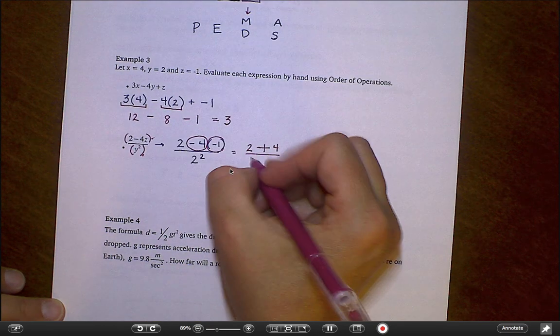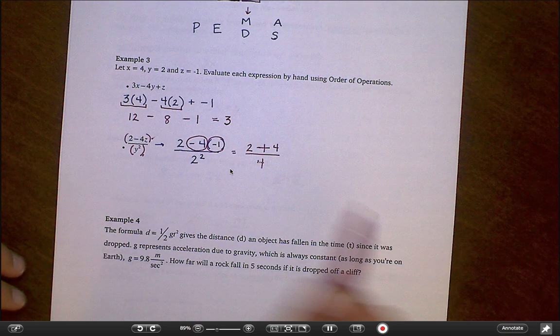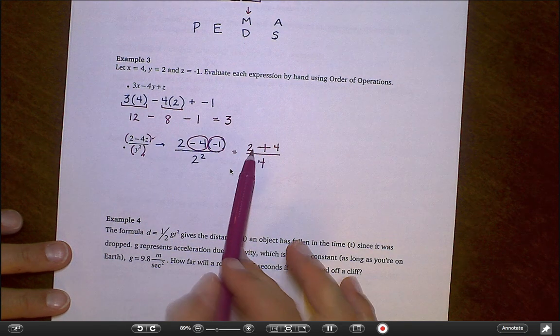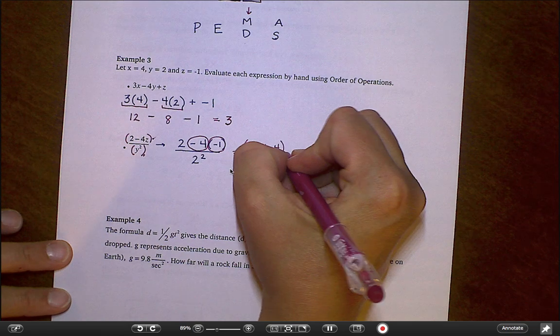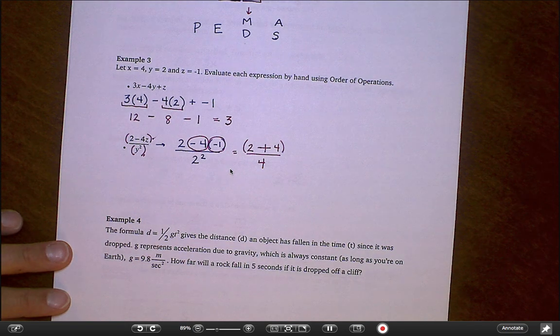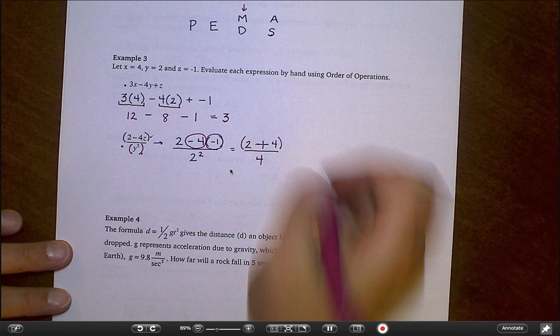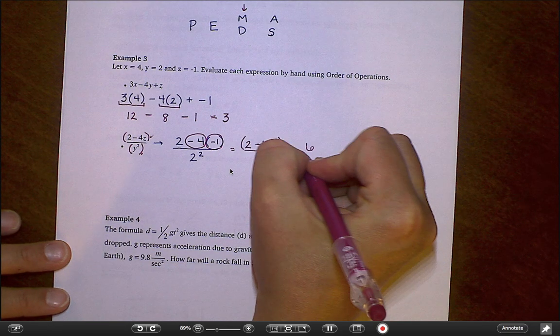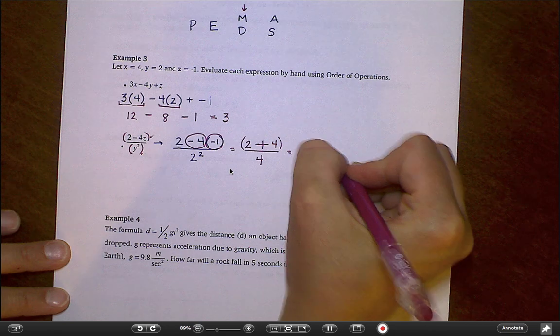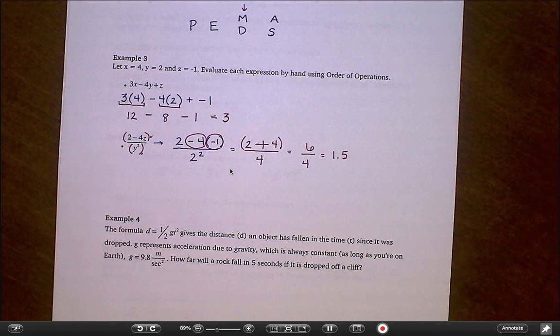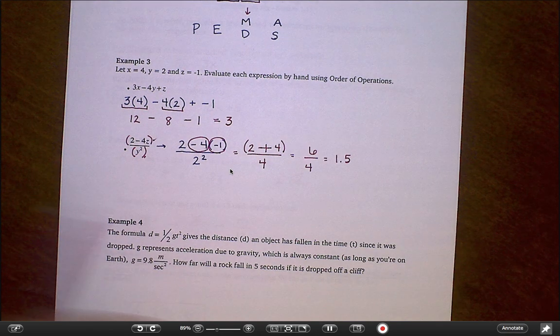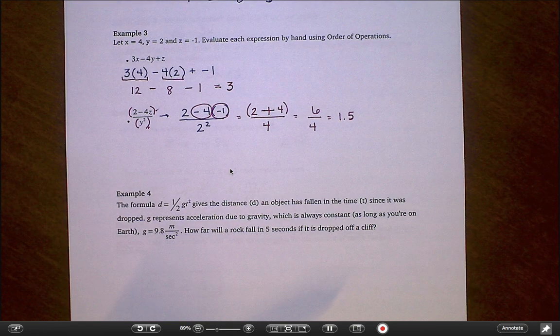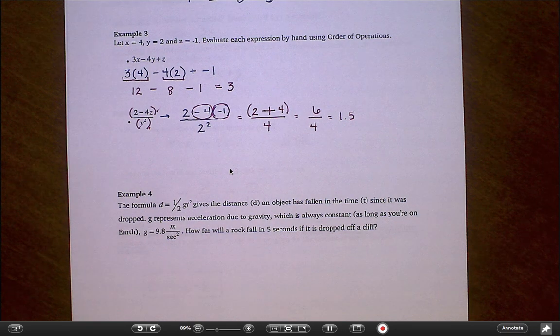On the bottom, all we have is an exponent to deal with, right? So 2 squared makes 4. And again, I'm not jumping in and doing any division here because this is implied grouping. This is all together and then the bottom is just a 4. So up on the top, I'm going to do 2 plus 4 and get 6. 6 over 4, and then I end up with 1.5. Okay? If you needed a calculator to do that, that's okay. But I'm hoping by the end of this year, you could do that on your own.